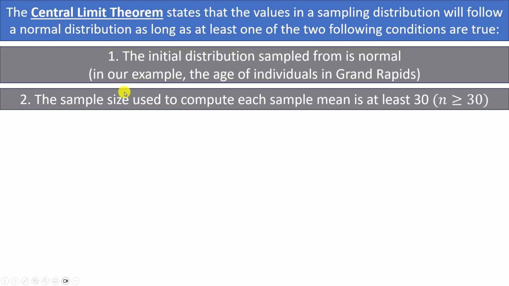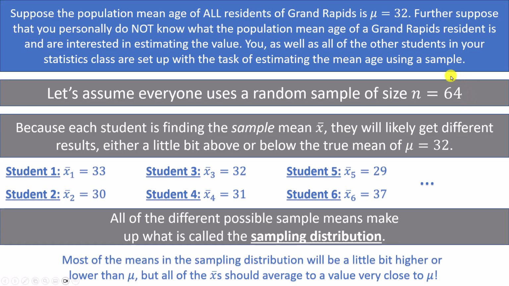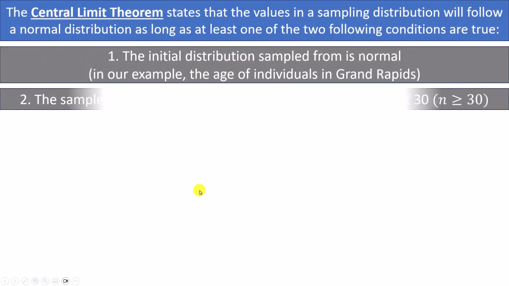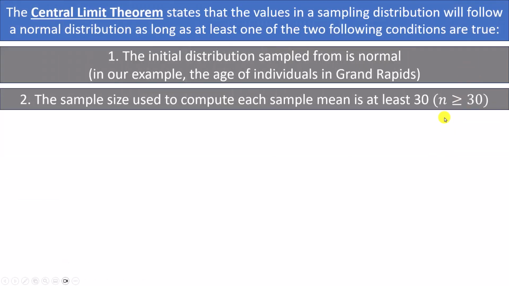Condition 2 is the sample size used to compute each of those sample means must be at least 30, or n is greater than or equal to 30. So in our example, we were using a sample size of 64 to calculate each of these sample means. So what this is really saying is even if we didn't meet that first condition, as long as we have a sample size of at least 30, if we were to plot these sample means and make a histogram out of these sample means, we would expect that to be a normal distribution as long as the sample size is at least 30, which is kind of a remarkable fact.